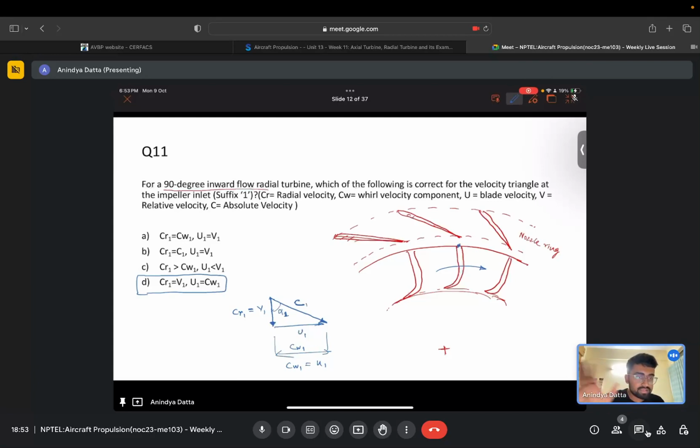Okay, and this is similar to, if you remember, in centrifugal compressors we did something called radial blading, so that the blade angle is 90 degrees and the relative velocity is radial. And we had other types of blading like forward blading and backward blading, depending on the direction in which the blade is oriented relative to the radial direction. So the 90-degree inward flow radial turbine is the turbine counterpart of centrifugal compressors with radial blades.